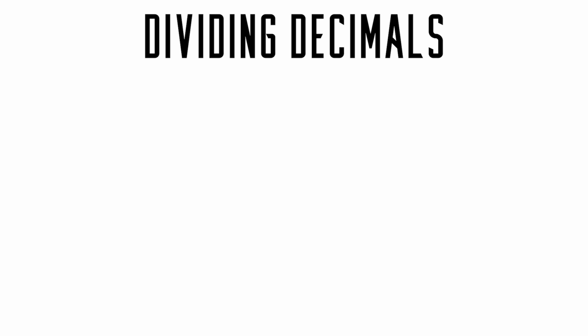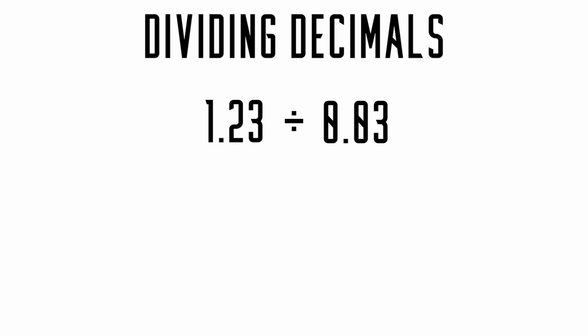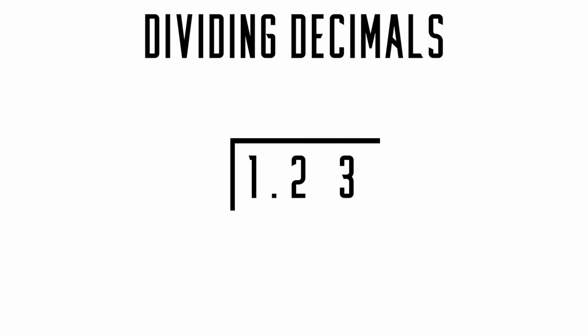If we look at another problem, 1.23 divided by 0.03, again we can set this up in the bus stop method with the 1.23 underneath the bus stop and 0.03 to the left of the bus stop. Our goal here is to make the calculation easier for us again.